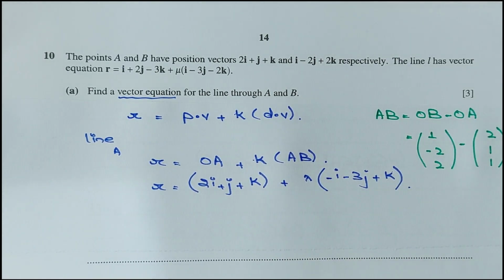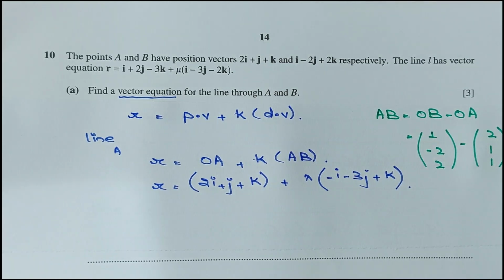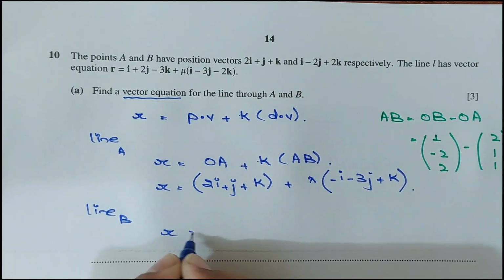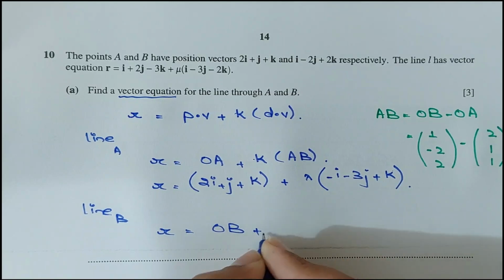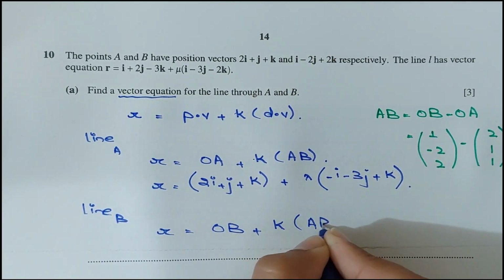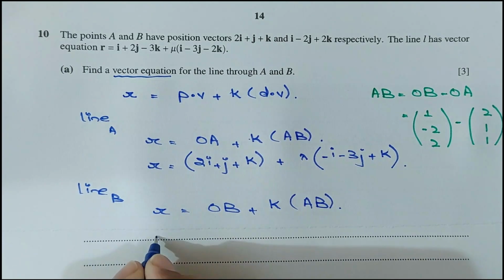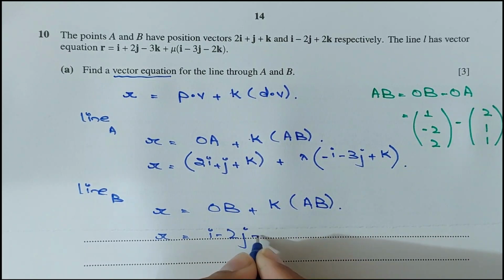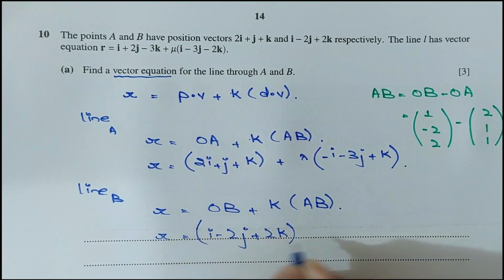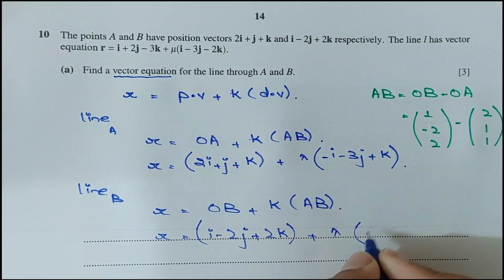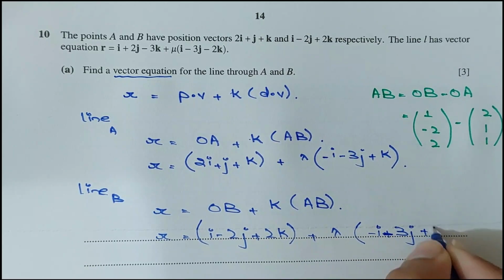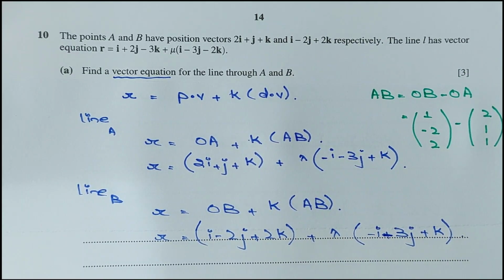Yes, this is the vector equation of the line through A, and the vector equation of the line through B is R equals OB plus some constant k times AB, the direction vector. So we can say R equals OB, which is i minus 2j plus 2k, plus lambda times AB, which is minus i minus 3j plus k. So these are the vector equations of the line through A and through B.